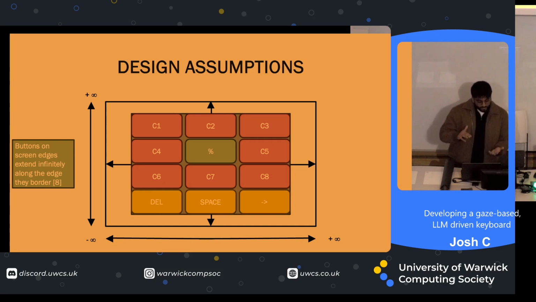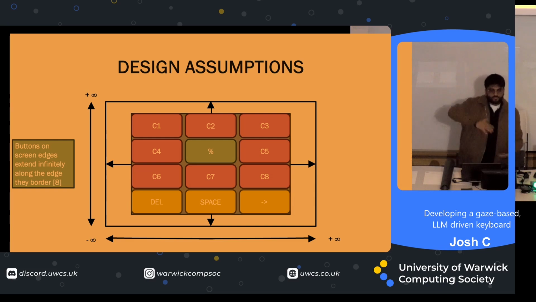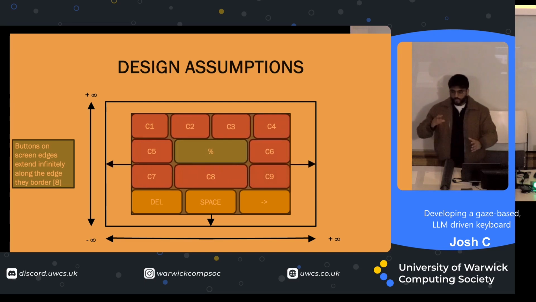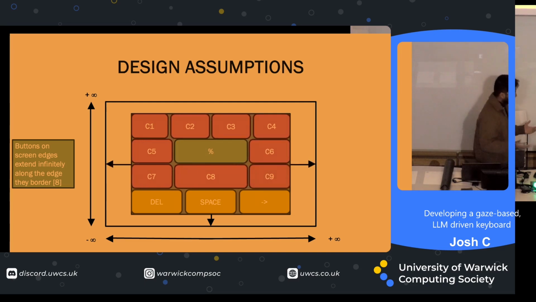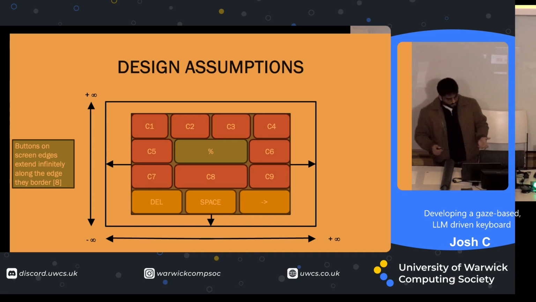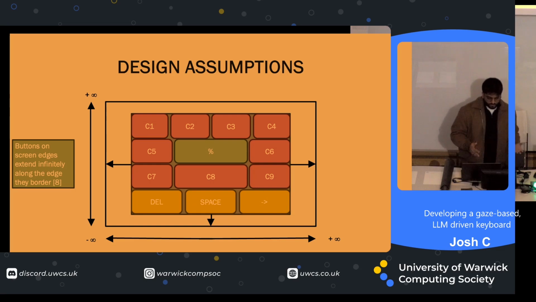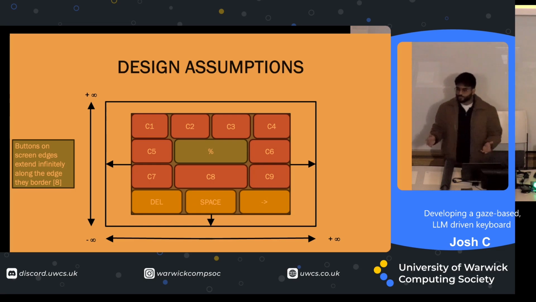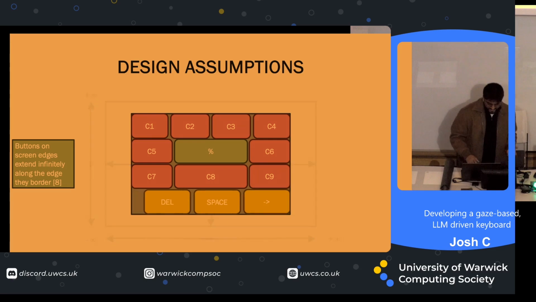Right, so what can we do with this idea? Because buttons on the edges of the screen extend infinitely along the edge they border, what we can do is change the size of the buttons. We know that buttons on the edges are easier to press, so we can reduce their size. Buttons in the middle are harder, so we make them bigger. But you can see here that between the previous design iteration and this one, that bottom row hasn't changed too much. Why? Well, let's see what we could do.